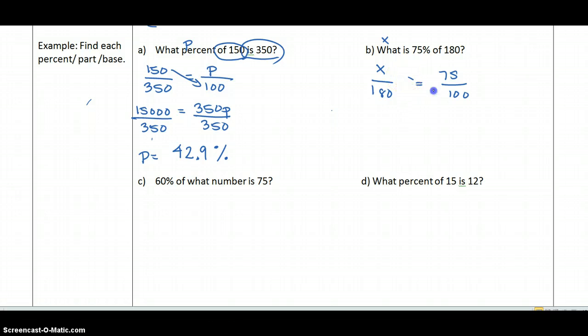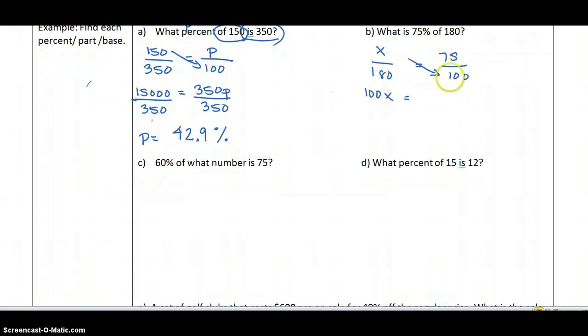So then you'll cross multiply here, and you get 100x is equal to 75 times 180, which equals 13,500. Not done yet. We're going to divide by 100 and divide by 100. So x is equal to 135. So 135 is 75% of 180.